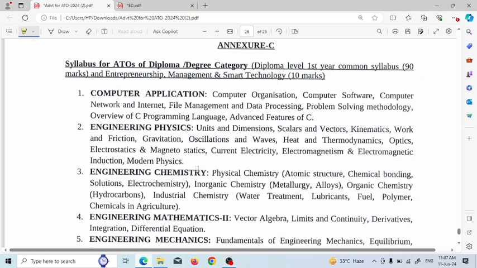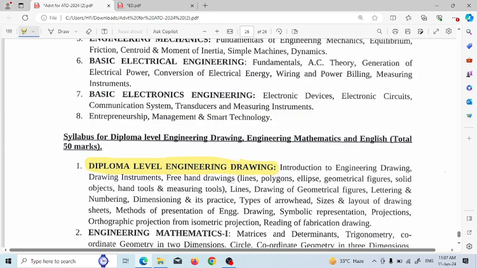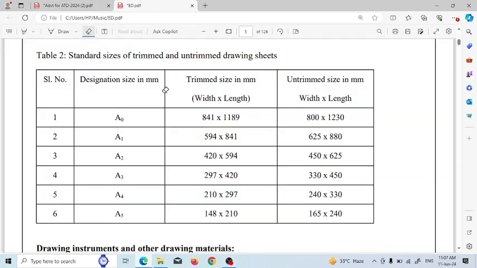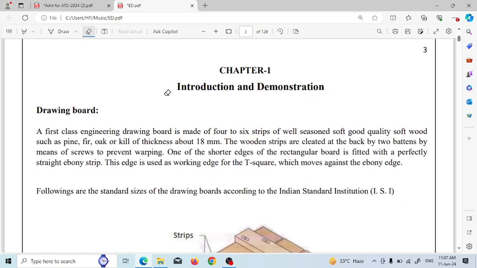Today we discuss the new chapter for ATO of diploma and degree category. The chapter is diploma level engineering drawing, and the first chapter we have to discuss is introduction to engineering drawing and drawing instrument. So let's start chapter one, the introduction and demonstration.